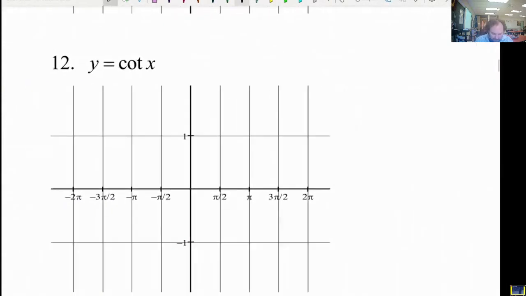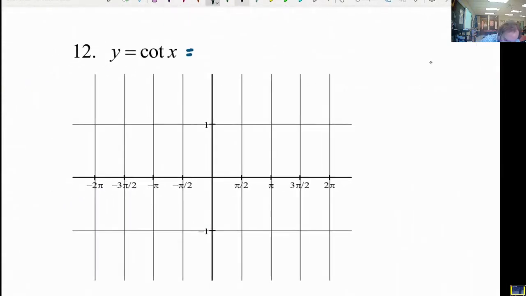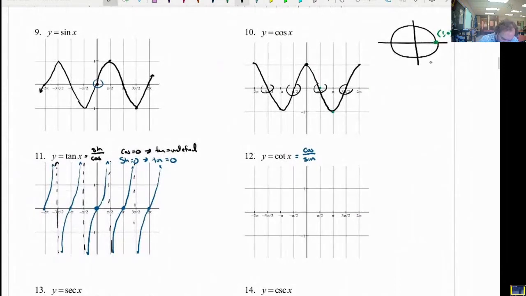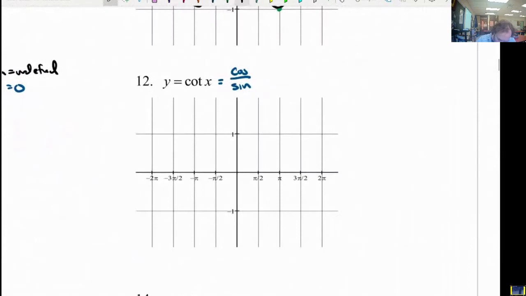Cotangent does the same thing, but it's flipped. Cotangent is defined as cosine divided by sine. So now it's the same rules. Whenever sine is 0, you're going to have an undefined value. So you're going to have asymptotes on the whole number pi values. So there's an asymptote here, and an asymptote at negative 2 pi, and positive pi, and positive 2 pi.